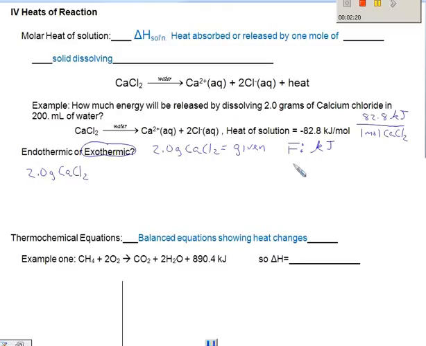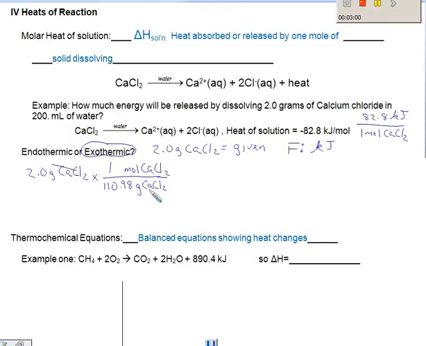We need to get over to kilojoules. Here's a conversion factor for us, but we need to get to moles in order to use this conversion factor. So we're going to have to convert to moles of calcium chloride. So we're going to bring grams of calcium chloride down, and we're going to convert that to moles of calcium chloride. If you calculate the grams of calcium chloride in 1 mole using the periodic table, you'll figure out it's 110.98 grams.